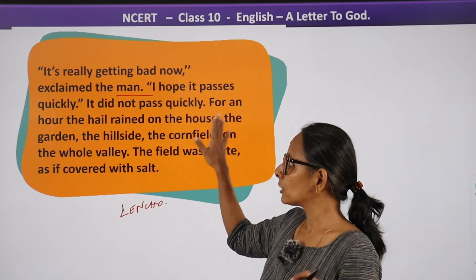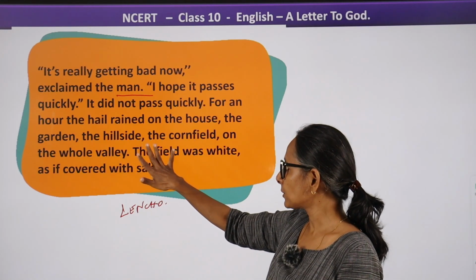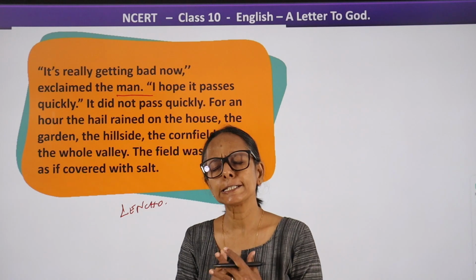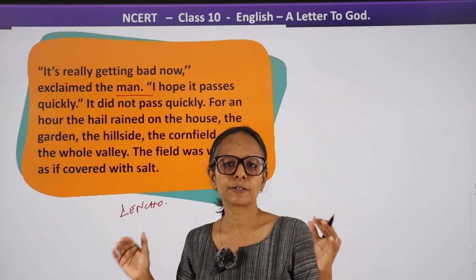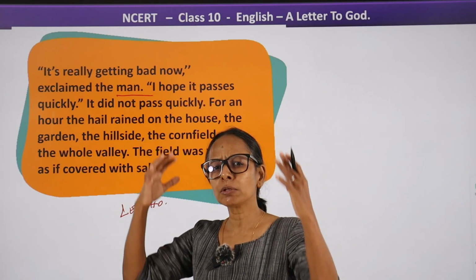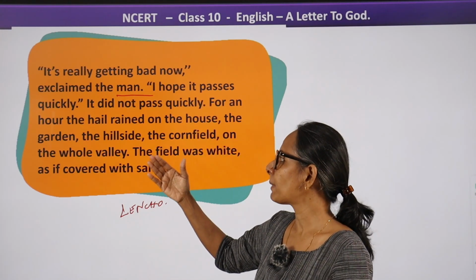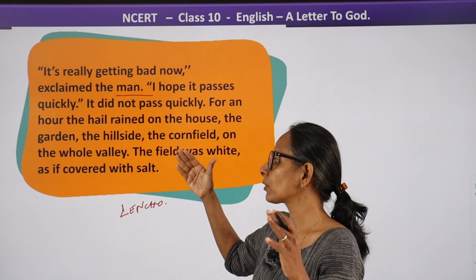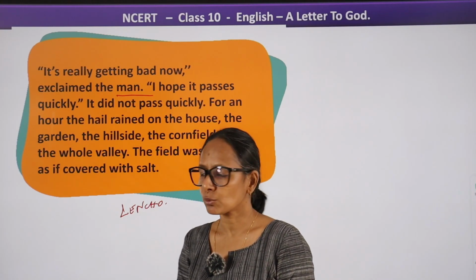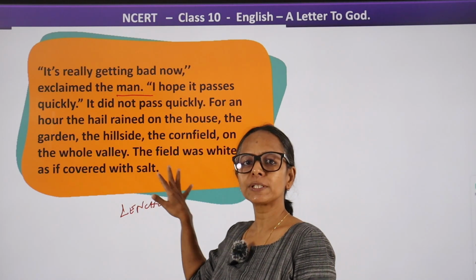"For an hour, the hail rained on the house, the garden, the hillside, the cornfield, on the whole valley." So he is literally wishing that the hailstones will go away. But does it go? No. For an hour, all these hailstones are falling on his house, the garden nearby, the hillside, his cornfield, and the entire valley is now covered with these hailstones. "The field was white as if covered with salt."